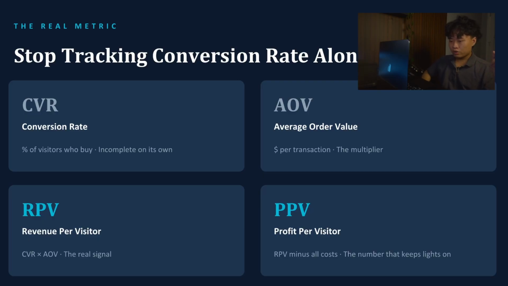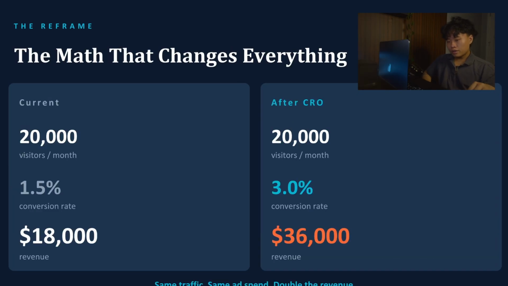RPV, revenue per visitor, not ROAS, not conversion rate, but RPV. So how much money does each person who lands on your site actually make for you? Now, if you're getting 20k visitors in a month at a 1.5% conversion rate and a $60 AOV, that's 18k revenue. Now, if we keep everything the same, but raise the conversion rate to 3%, that's 36k in revenue. Same ad spend, same traffic.